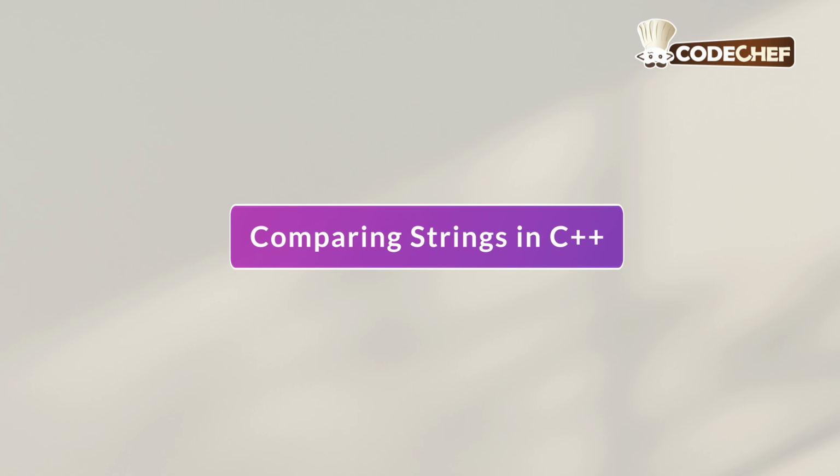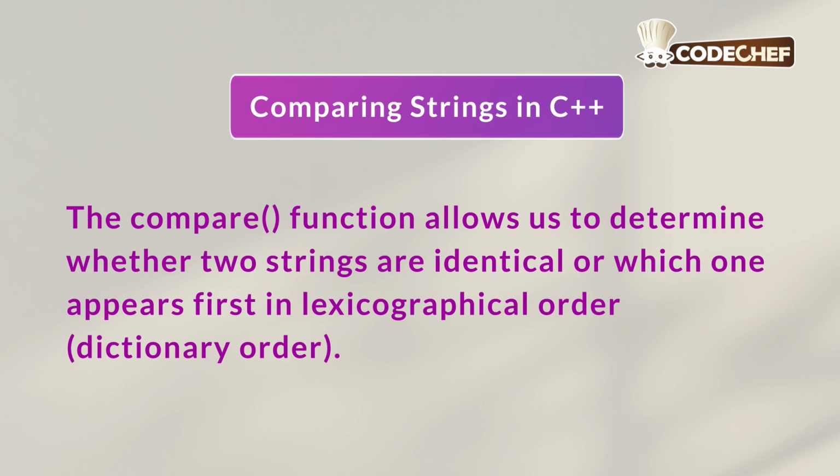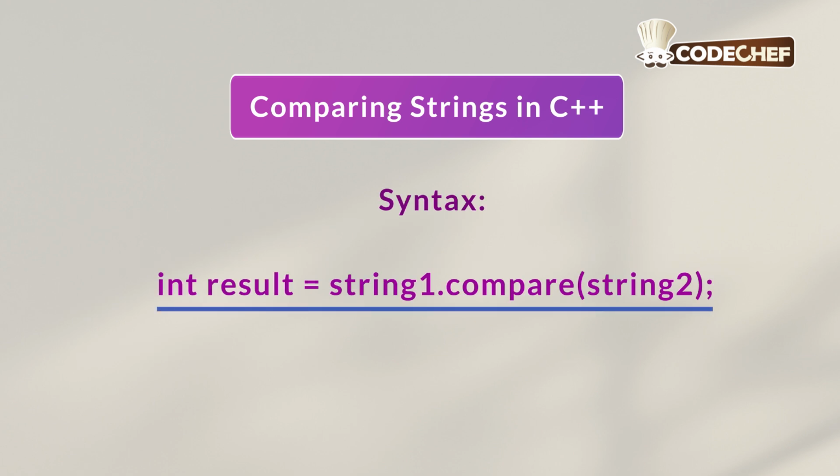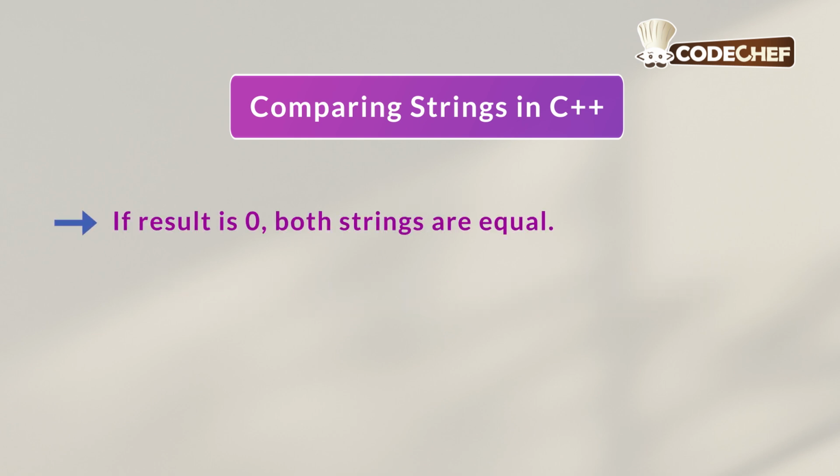Comparing strings in C++. The compare function allows us to determine whether two strings are identical or which one appears first in lexicographical order, which means the dictionary order, alphabetically which one appears first basically. Its syntax is int result is equal to string1.compare(string2). So there are two strings, string1 and string2. We have already assigned values to both of these strings and then we are trying to compare them using the compare method. Now see, if the result comes out to be 0, then this means that both strings are equal.